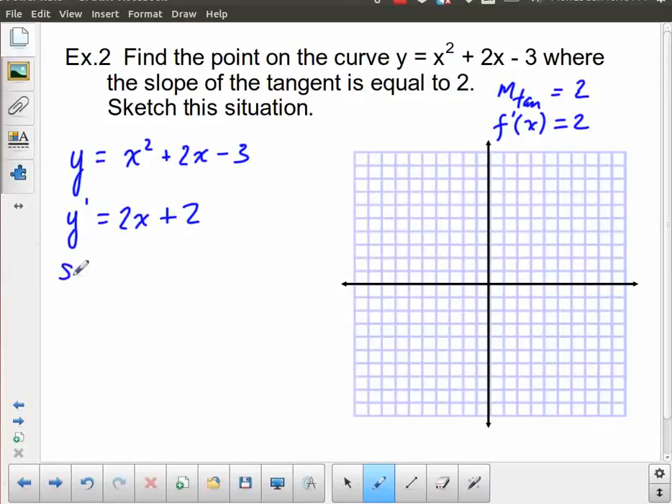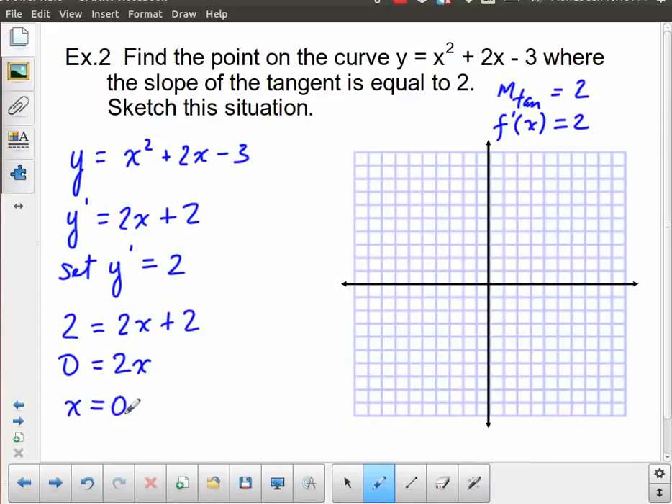So what we want to do is set y prime equal to 2 and then solve. So we end up with 2 equal 2x plus 2. Subtract 2 from both sides, we end up with 0 is equal to 2x, or x is equal to 0. So we end up with the slope of the tangent is equal to 2 at x equals 0.